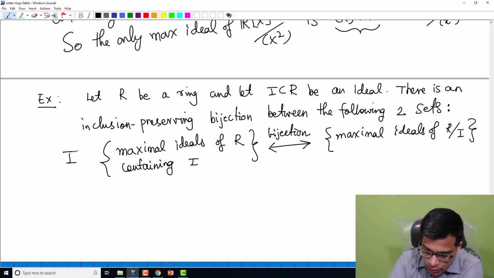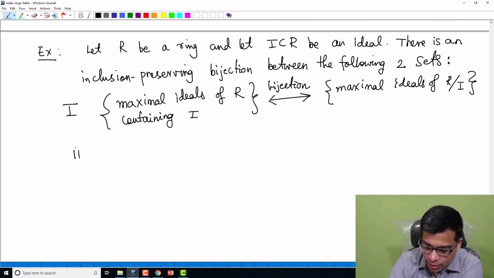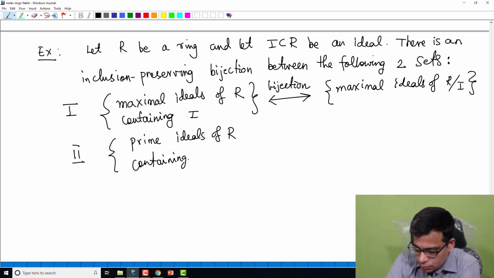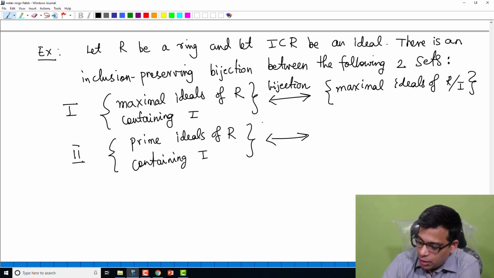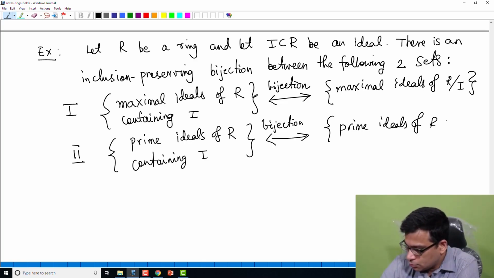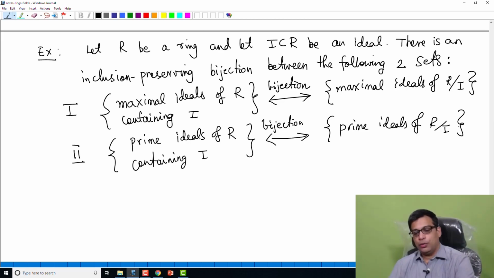So now I might as well write this, though we don't need it in the previous problem. There is such a bijection also from prime ideals of R containing I, and here also you put prime ideals of R mod I. What you have to do for the first one is easy, because maximality is a statement about inclusions. All you need is that the original correspondence theorem is an inclusion preserving bijection. So that gives statement 1.